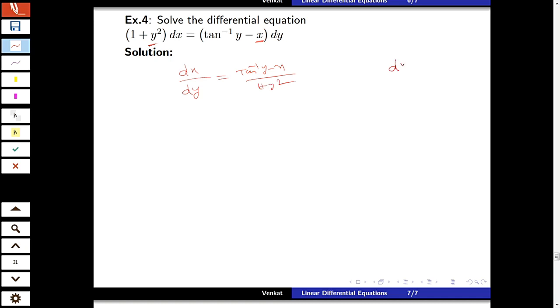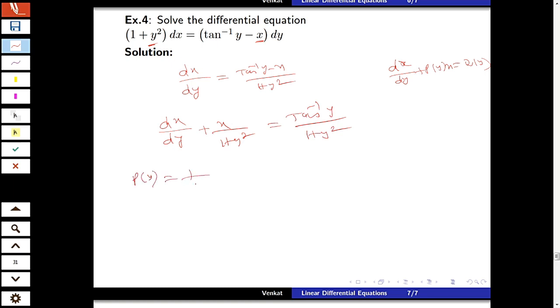Now the standard form is dx by dy plus p of y into x equals q of y. Take this x part into the left hand side, you will get dx by dy plus x by 1 plus y square equals tan inverse y by 1 plus y square. Now it is in the standard form. What is p of y? p of y is 1 by 1 plus y square.